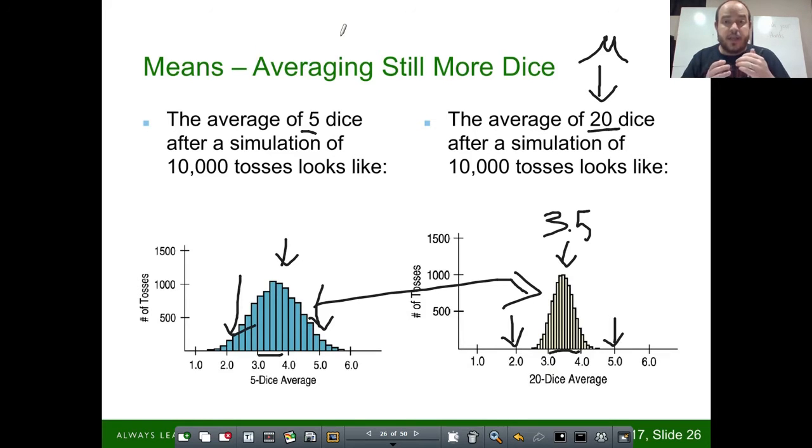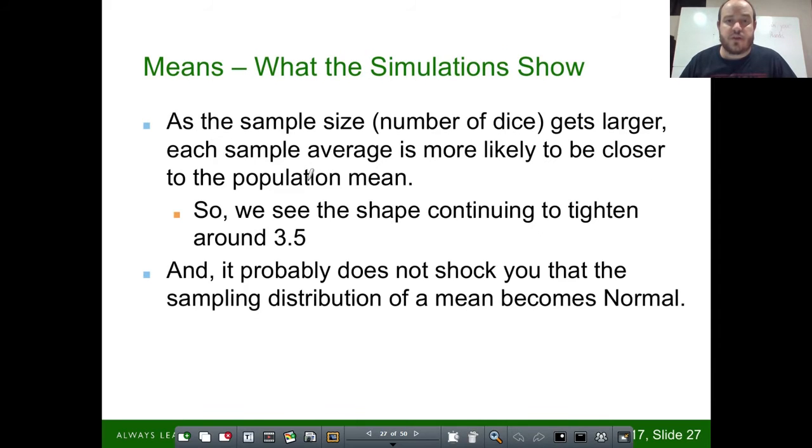This kind of works like that. It's saying that as our sample size gets larger and larger, we would expect that average to get closer and closer to the real value of our situation. All right, so let's move right along here.